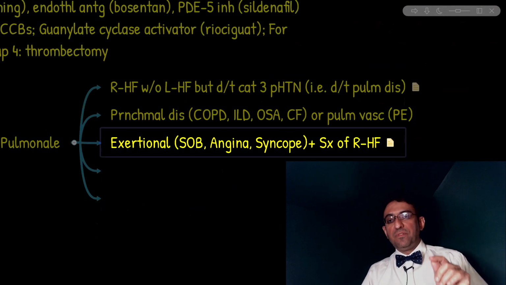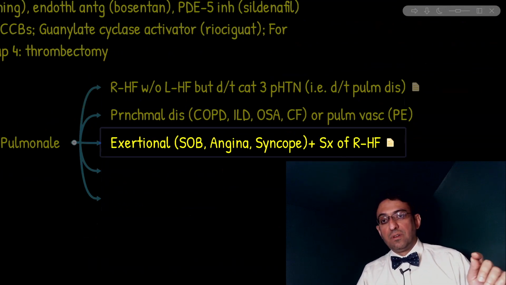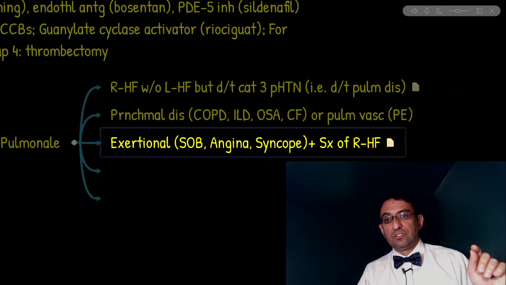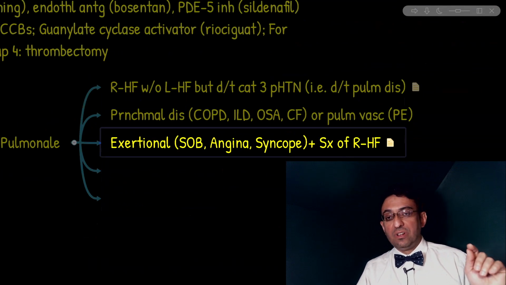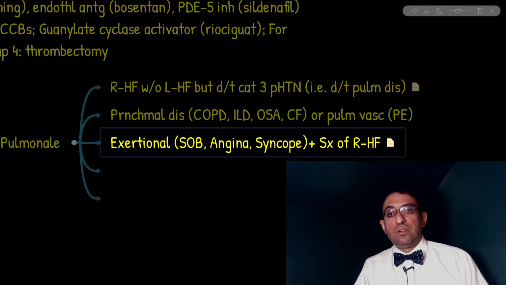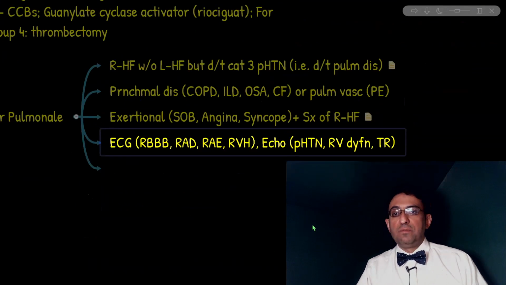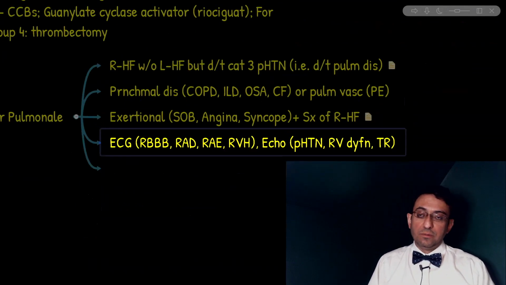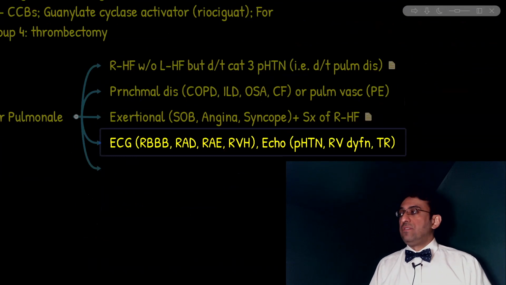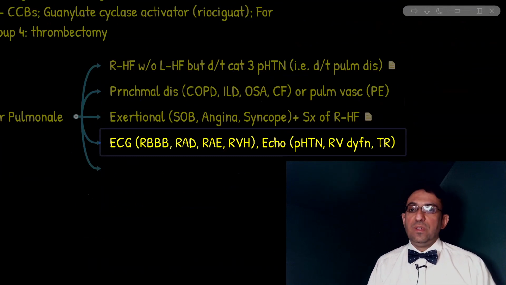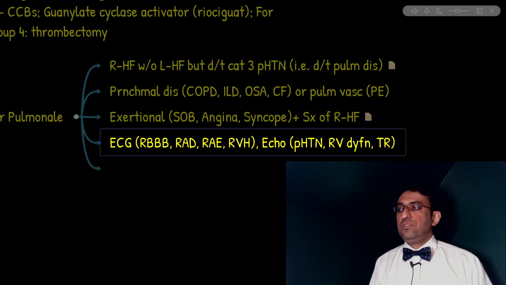Now, an important finding in right ventricular failure and cor pulmonale is also presence of angina, especially exertional angina, and that is because of increased oxygen demand. What are the ECG findings? We have the same ECG findings of pulmonary hypertension, such as right axis deviation and right ventricular hypertrophy, but we also have evidence for right bundle branch block and right atrial enlargement.